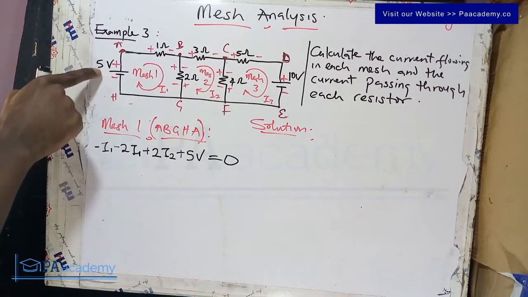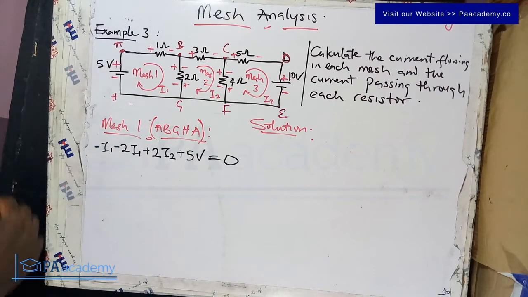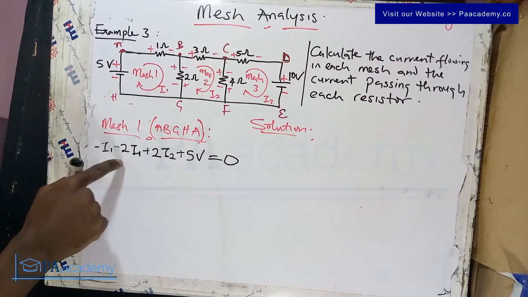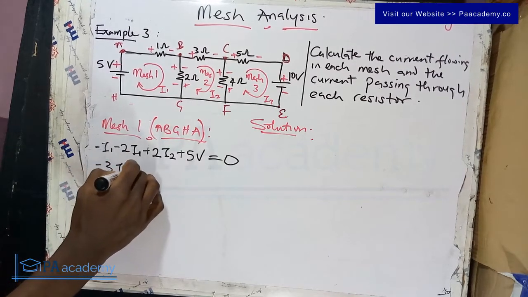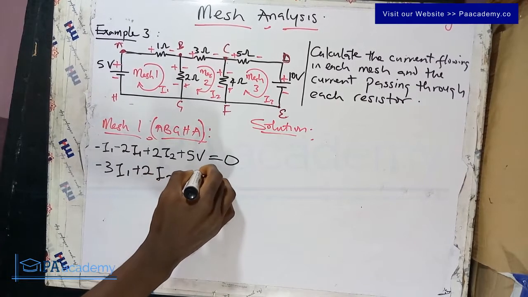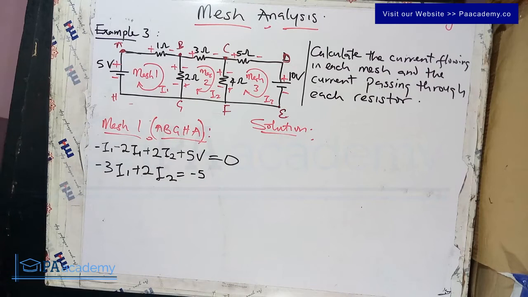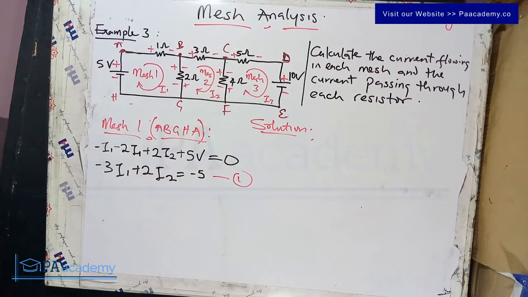Now remember, the 5 volts, we are not going to multiply it with the current because this is already in voltage. Alright, so now let's simplify this. If you look closely, we have minus 1 and minus 2 I1. So that is going to give us minus 3 I1 plus 2 I2 equals minus 5. What we have here, we take as our equation 1. We note that. So now let's go to mesh 2.